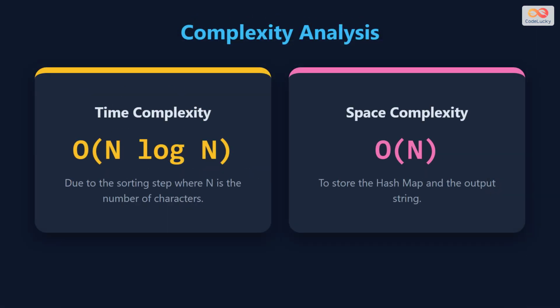Let's talk performance. The time complexity is O of n log n because of the sorting step. The space complexity is O of n, as we need to store the frequency map and the final output string. This is efficient enough for most cases.